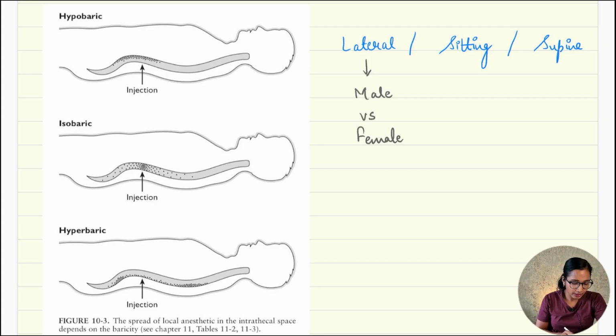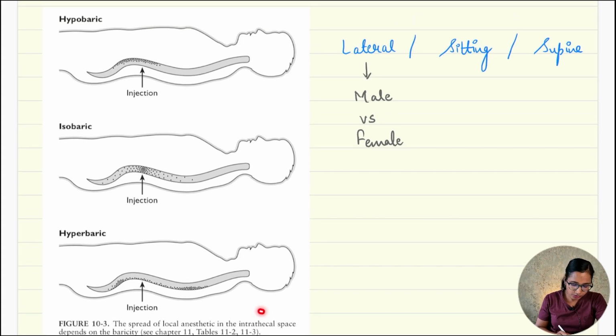Isobaric drug spread is simple. It stays at the site of injection, so it remains where it is injected. What is helpful? Hyperbaric drugs have the most predictable spread, so they help us get the desired effect. We can change the position of the patient as per our convenience and get the desired block height. So this is about supine.